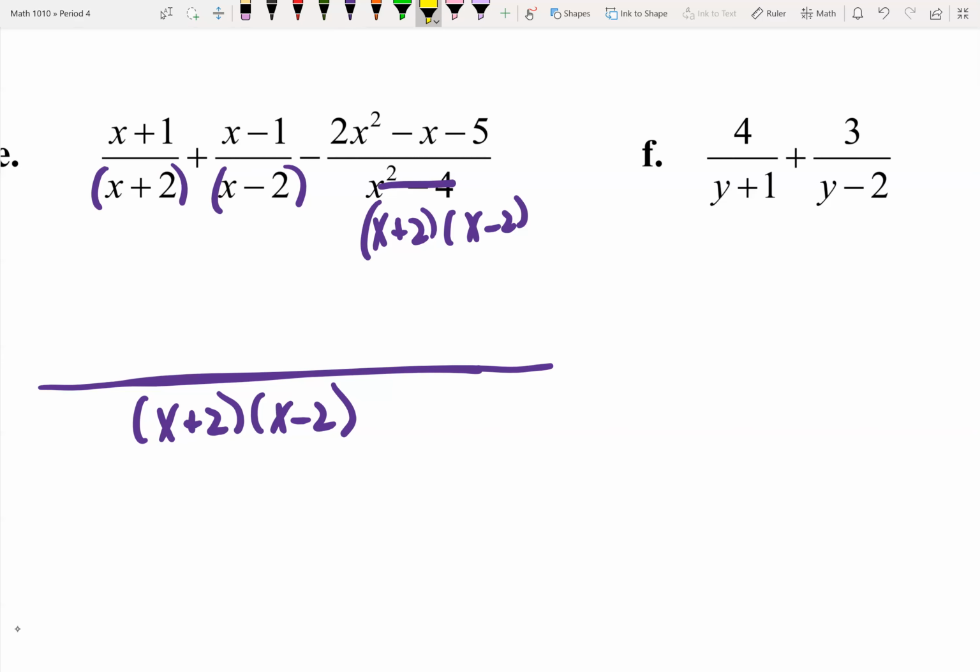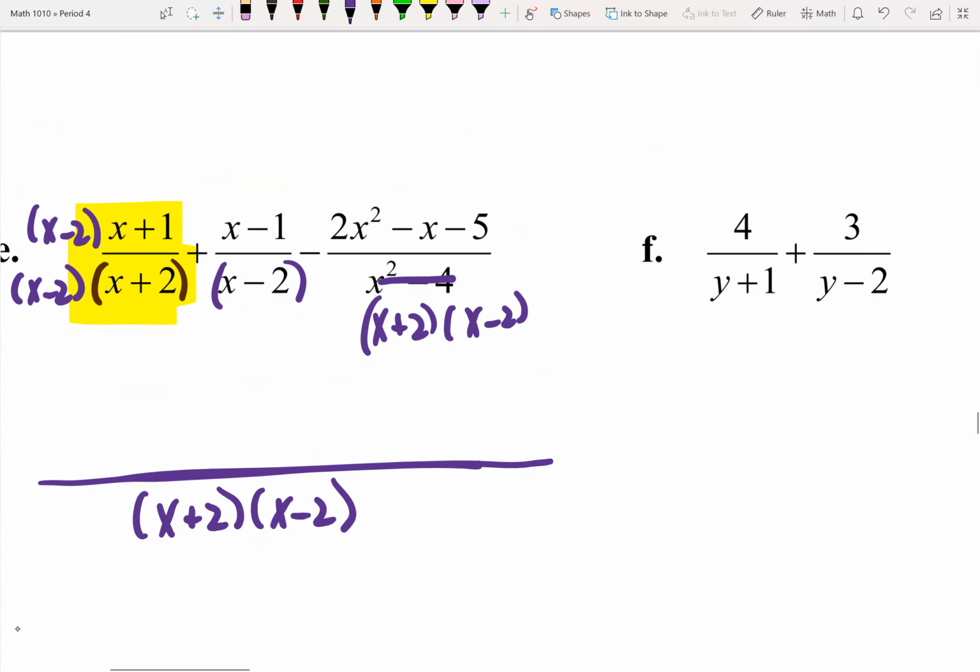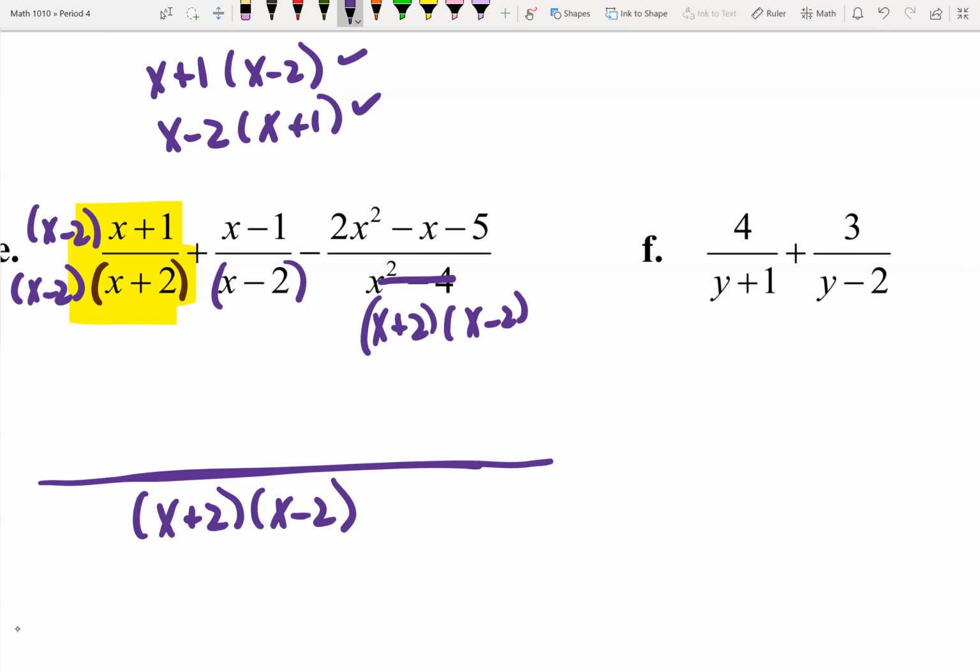This one's super tricky. Okay, super slowly. Look at this one. It has the x plus 2, but it's missing the x minus 2. So I'm going to multiply the top by x minus 2 and the bottom by x minus 2. Everybody watch. This is not correct: x plus 1 times x minus 2. Nor is this x minus 2 times x plus 1. They're both wrong. On the top one, only the 1 is multiplied by the x minus 2. On the bottom one, only the negative 2 is multiplied by the x plus 1.